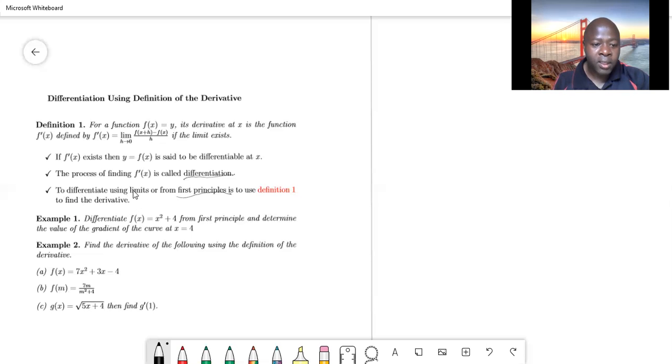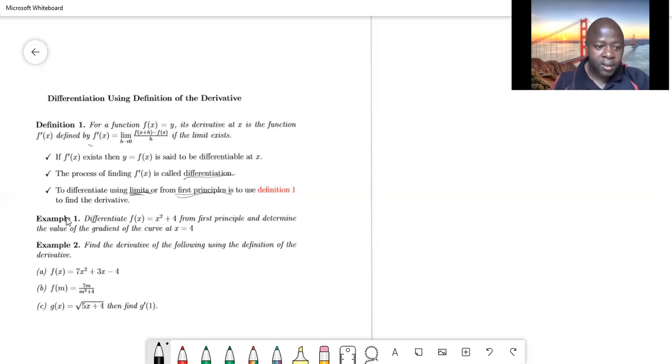So if you are asked to differentiate using limits, or from first principles, or using the definition of derivative, what you are supposed to do is to use this definition to get the derivative of that particular function. And that is what we want to do. Let's look at our examples.